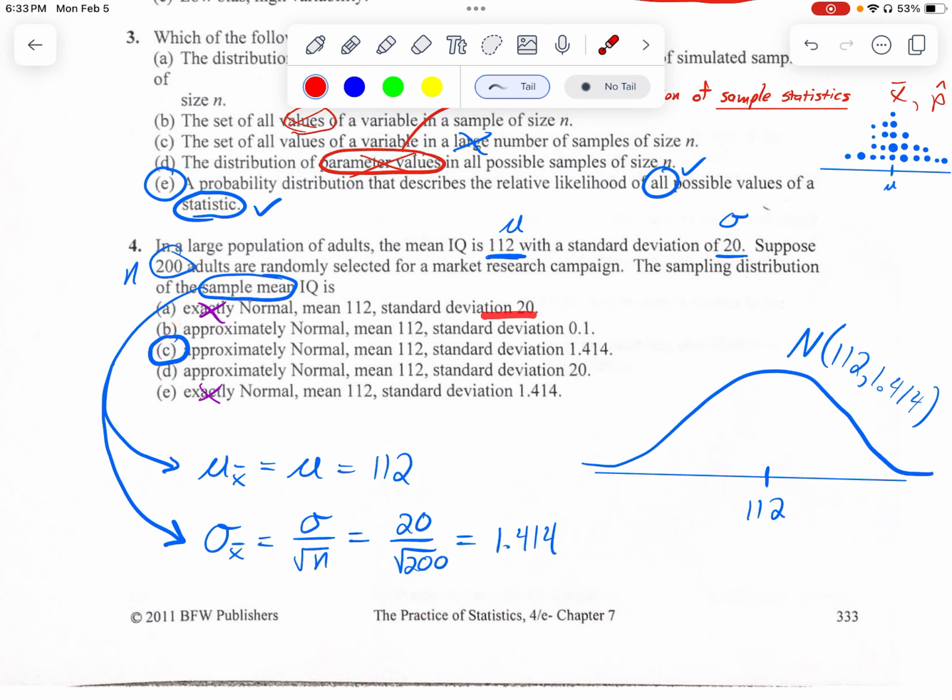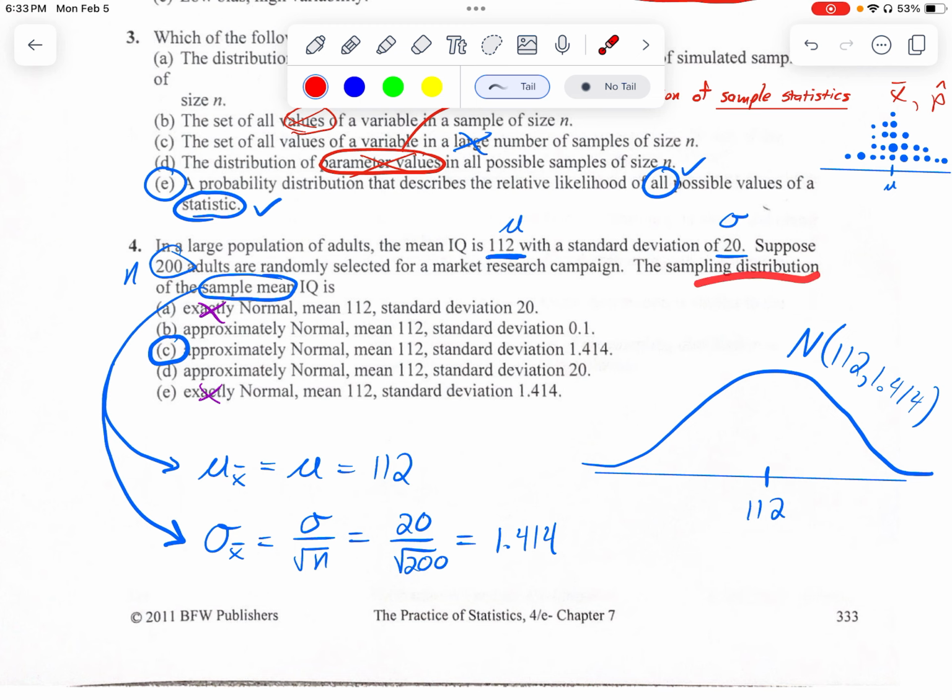Then standard deviation will decide it for us. So which one of these three is it? Well, this is the formula that's on the cheat sheet. And sigma is 20 and n is 200, which leads you to C, 1.414.